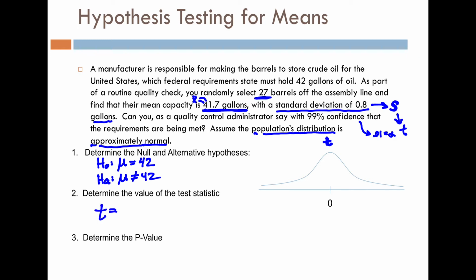Our test statistic is T because our underlying standard deviation came from the sample, not the overall population. And the X bar in this case was 41.7. So 41.7 minus 42 divided by my standard deviation, 0.8, over the square root of 27, my sample size. Remember that all of these need to be put into parentheses as you put them into your calculator. Go ahead and see if you can calculate our test statistic. You should get negative 1.949.